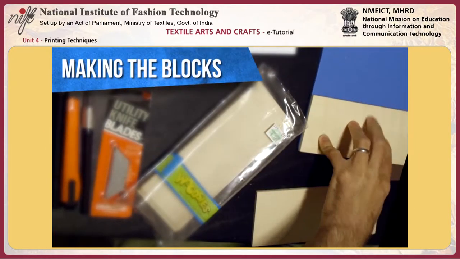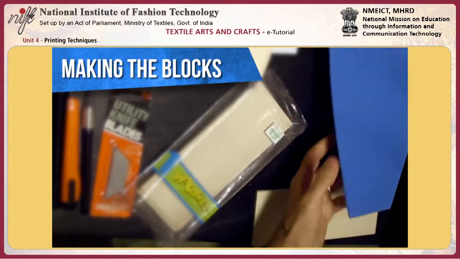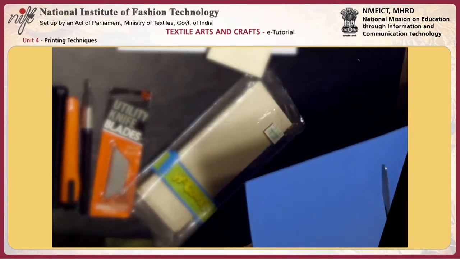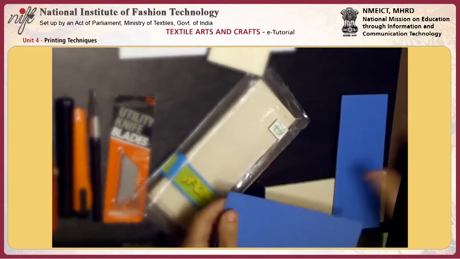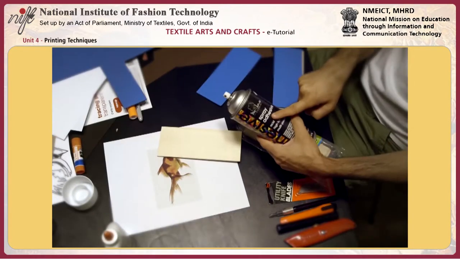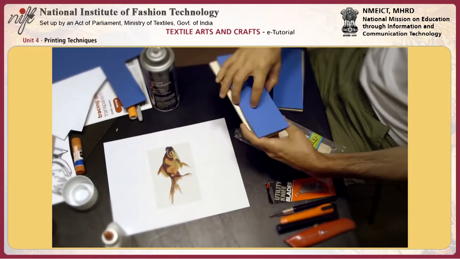Trace the shape of each block onto your foam sheet, cut out the foam shapes and glue the pieces of foam to the wood block. If you have spray adhesive, this works really great.